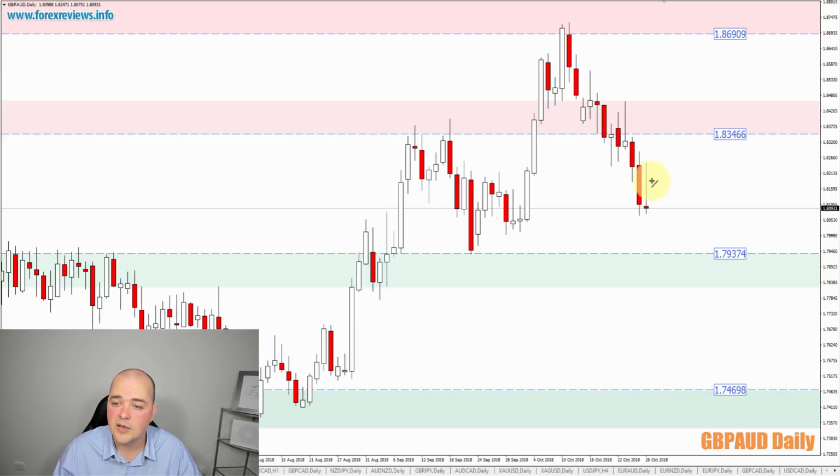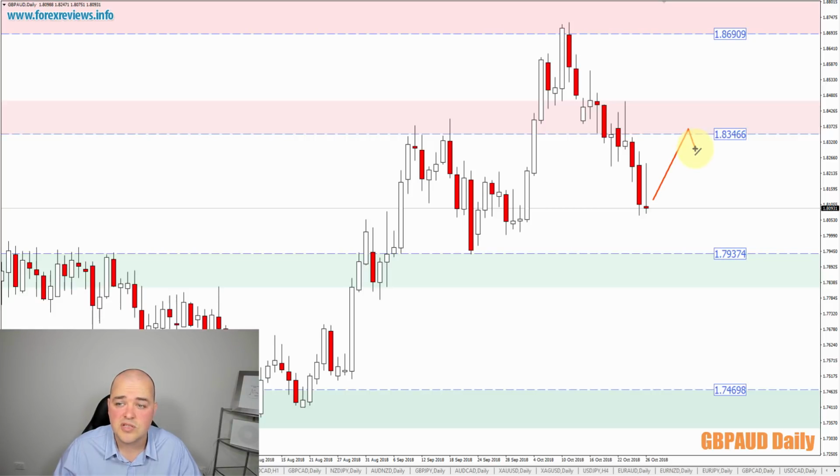highlighting this area as a potential pullback area. That if price pulls back and tests this area this week or in the near future, this is an area on this market where I'm just looking for bearish evidence in this area.